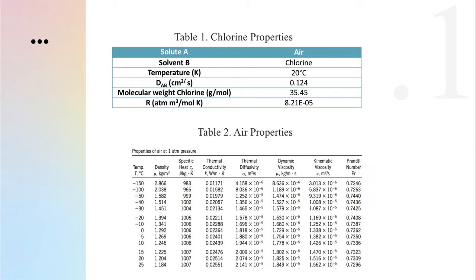In table 1, the chlorine properties. It's important to say that solute A is the air and solvent B is the chlorine. In table 2, we have air properties. For both compounds, the properties were taken at 20 degrees Celsius.